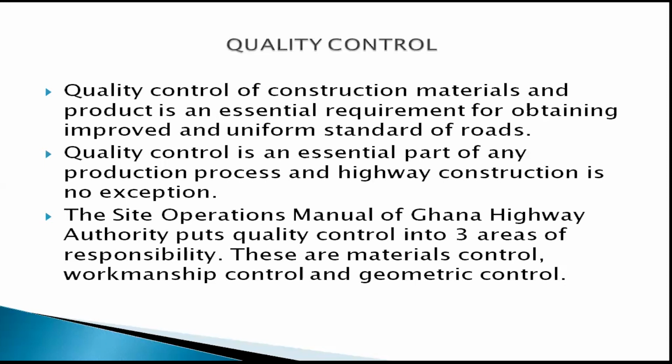Under workmanship control, when the work has been executed by the contractor, we have to check. For example, the pavement has been constructed. Does the subbase meet the thickness requirement? Does it meet the crossfall requirement? In super elevated sections, has the curve been well super elevated to the requirement? So we check all that under workmanship. That is the value of the product that the contractor has given to us.